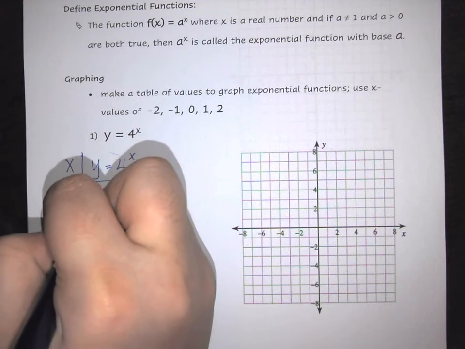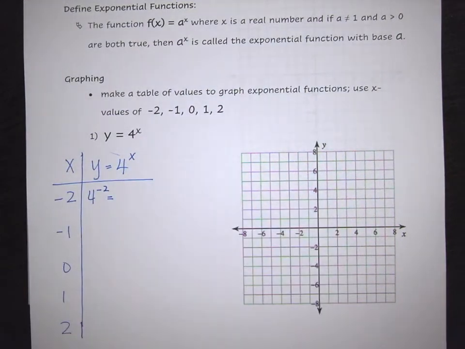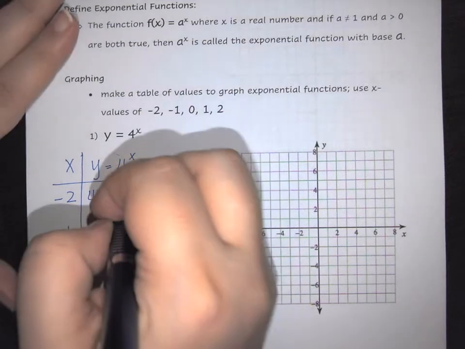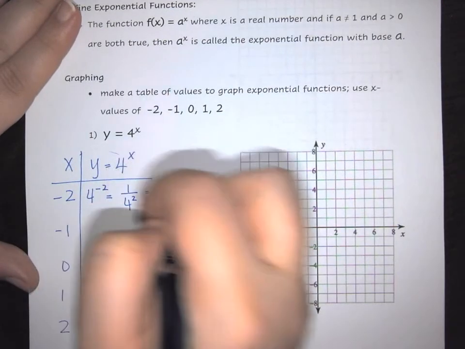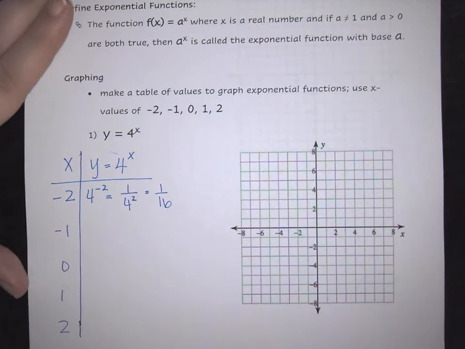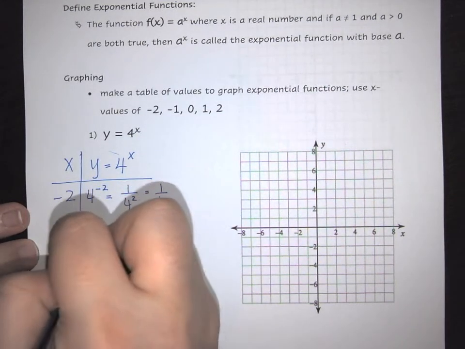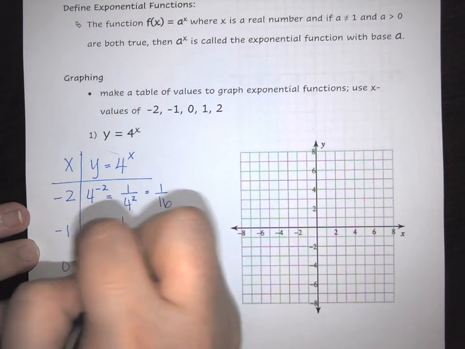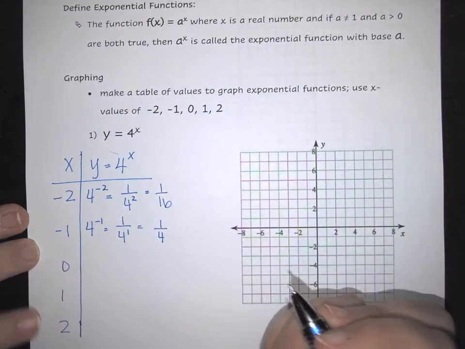So here this is going to be 4 to the -2. We have the negative rule, which says you cannot have a negative power, so we're going to flip it and change the sign. That becomes 1 over 4 squared. We know 4 squared is 16, so this is 1 over 16. We then have -1, so it's the same thing, 4 to the negative first. We apply the negative rule, so 1 over 4 to the first, which is the same as 1/4.